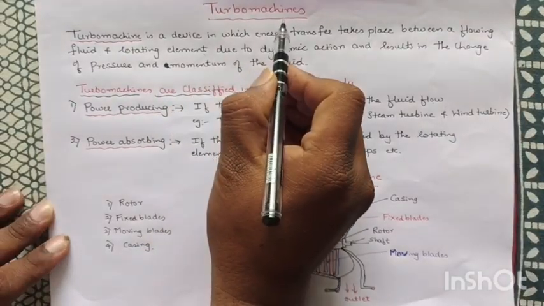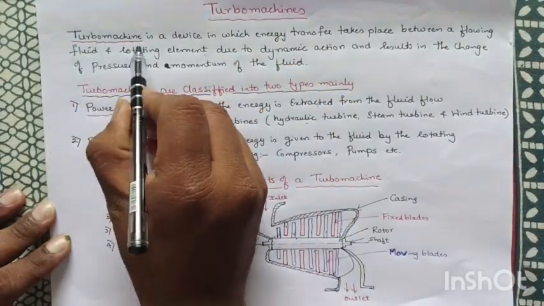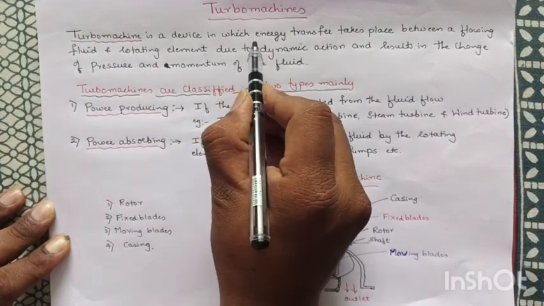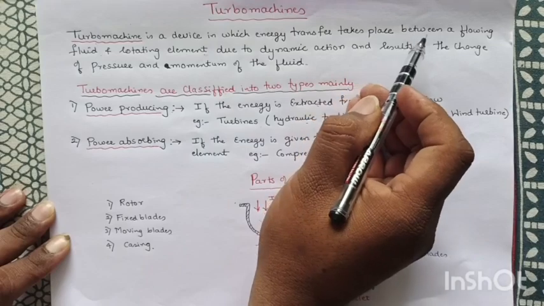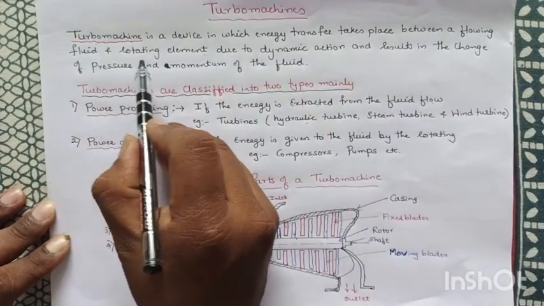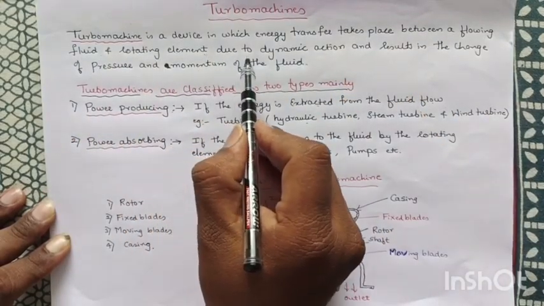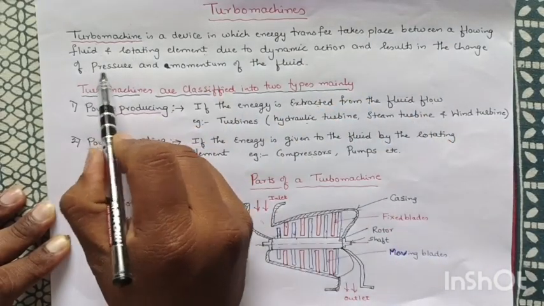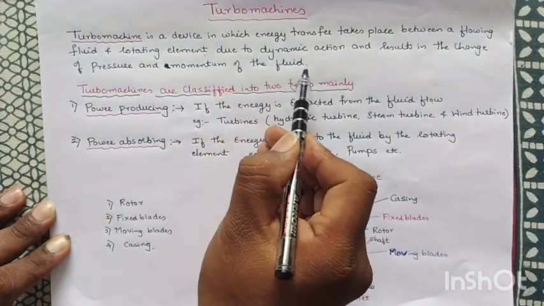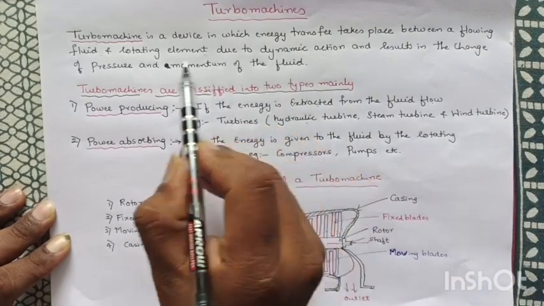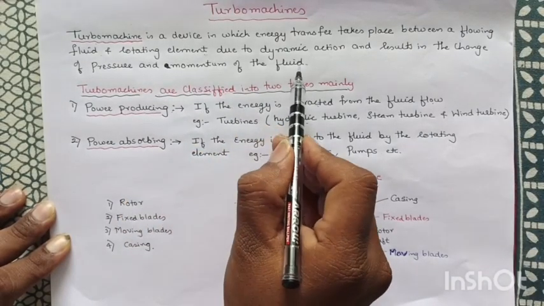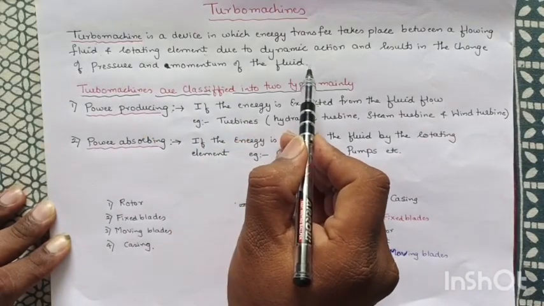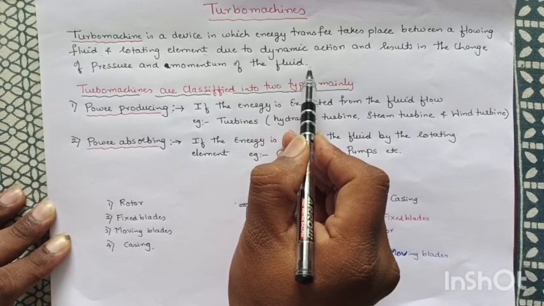Turbo machines. Let us define this turbo machine. A turbo machine is a device in which energy transfer takes place between a flowing fluid and a rotating element due to dynamic action and results in the change of pressure and momentum of the fluid. So depending on the type of turbo machine, the pressure and momentum of the fluid may increase or decrease.